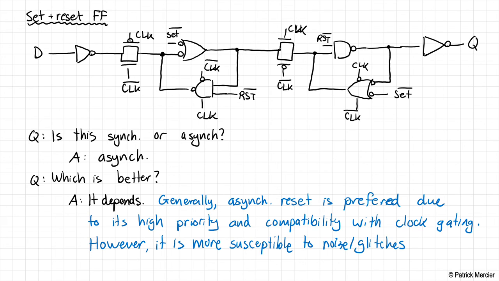A synchronous reset is more resilient to that sort of thing, because if you get a little glitch in the reset line, as long as it doesn't happen during the setup hold aperture, which is not a large percentage of the time, then it doesn't matter. It's not going to pass through and reset anything. So for that reason, synchronous resets are favorable.